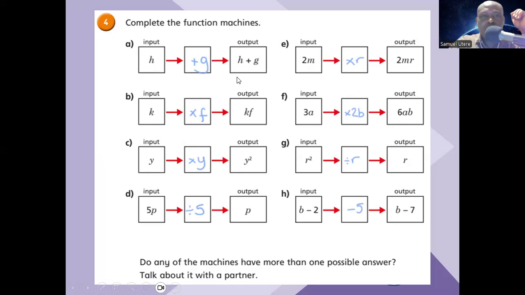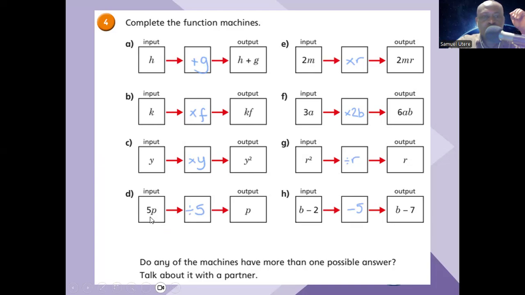So these you can clearly see. Here we had h before, now we have h plus g, so that must be we're adding g. For b, you can clearly see when you write letters next to each other like this in algebra, it means you multiplied them. So the operation must have been multiplied by f. This one, it must have been multiplied by y, because now you have y squared, or y to the power 2. Here, we must have divided by 5.